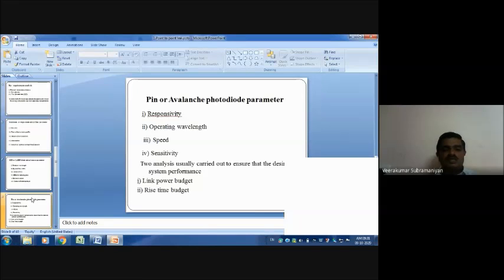In our point to point link, one point is considered as the transmitter part, another point is considered as the receiver part, and in between, the transmitter and receiver are connected by fiber optical cable. Two analyses are usually carried out to ensure the design of system performance. One is link power budget, another one is rise time budget. Those things we will discuss in our next presentation.